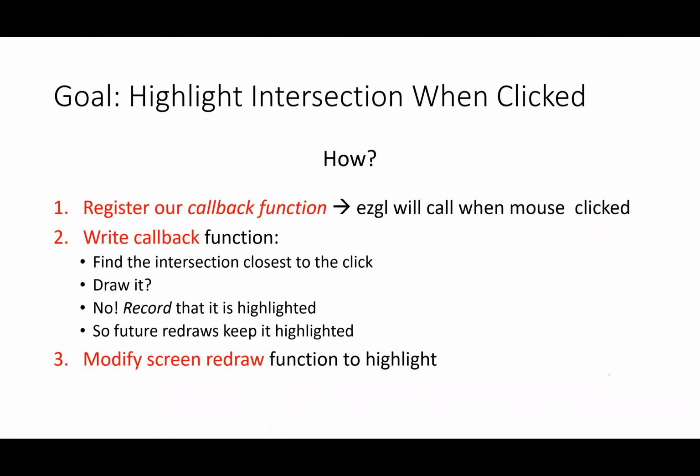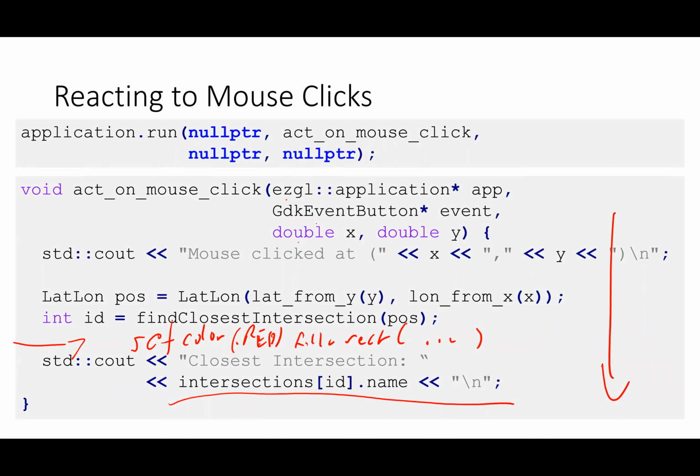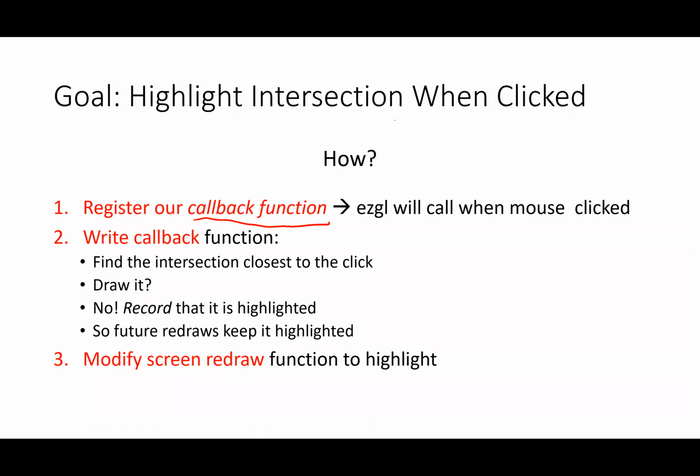So how do we do this? Well, we already saw some of it. We have to register our callback function, and I already showed you that code. That was here, in application.run. We passed in the name of the callback function. That's registering the callback. It says, what do you do when there's a mouse button click? Okay, so we already did step one.